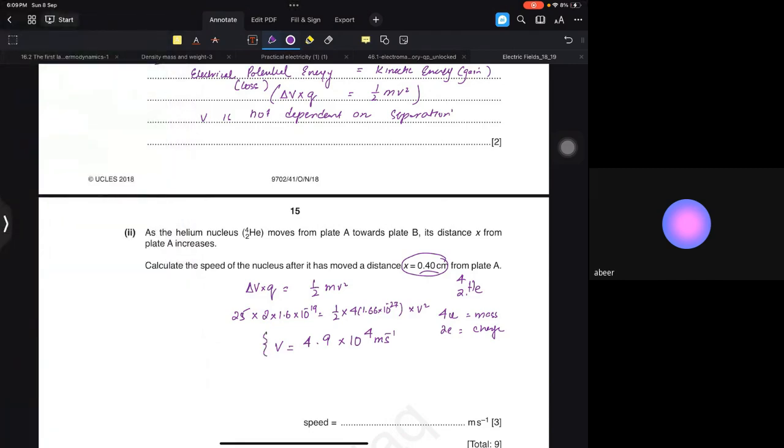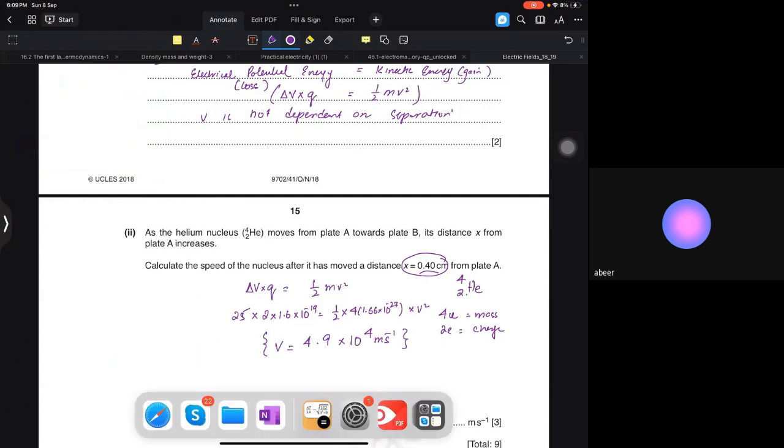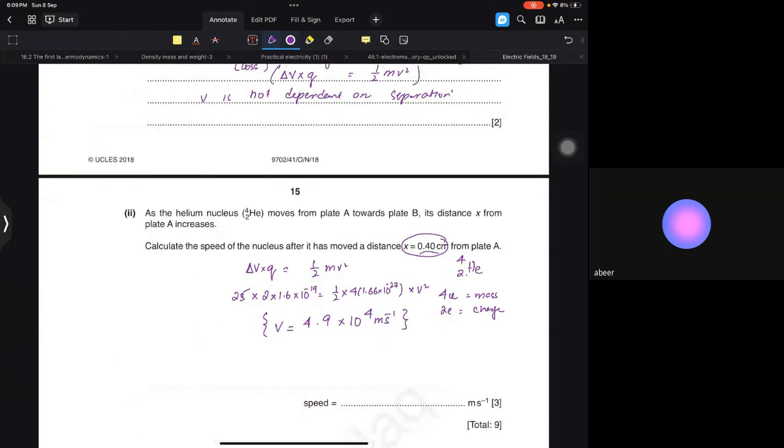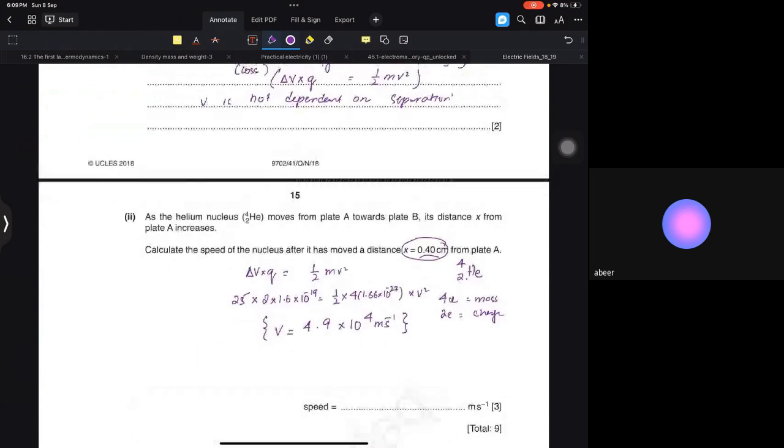Well, that doesn't make sense. Let me check the answer for this. This is October November 2018. One second, let me just confirm the answer.